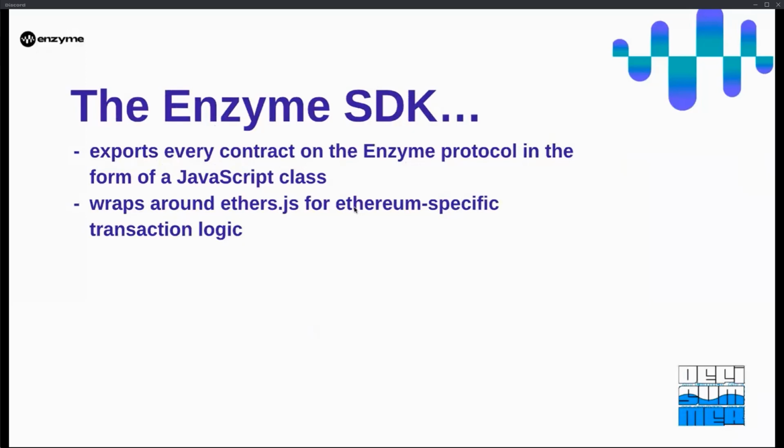You import the library, you import a specific class, and then you have all of that functionality available to you in native JavaScript. The SDK wraps around Ethers, which is a well-known library for Ethereum-specific transaction logic.